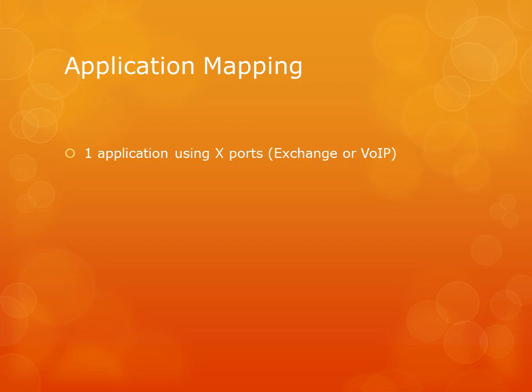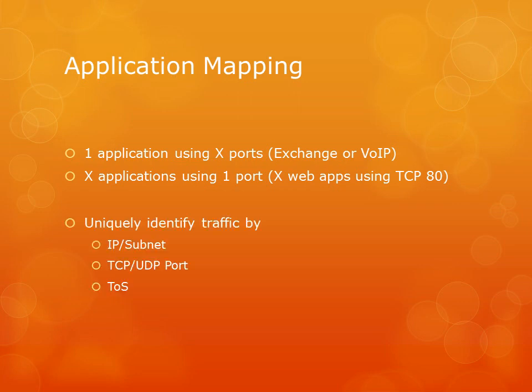Another reason to use application mapping is that we have a bunch of applications that all use the same port, but we don't want to report on them together. An example of this would be web applications. There are a whole lot of web applications out there, and the number's growing day by day, and they all use TCP/80 or 443, and we don't necessarily want to report on them all together. So, what we can do with application mapping is create rules that uniquely identify traffic either by IP and subnet, by TCP or UDP port, by TOS value, or any combination of these, and we can reclassify that traffic.